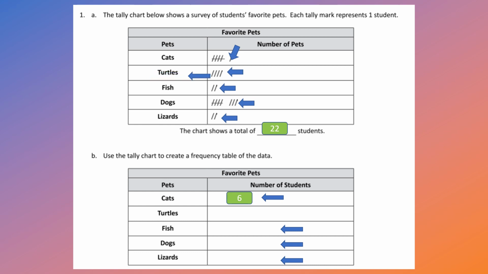And for turtles, right, it was 4 tally marks. Good. And how many tally marks for fish? Good, 2. All right. Now dogs. How many tally marks for dogs? That's right, 8. And finally, lizards. How many tally marks were there for lizards?